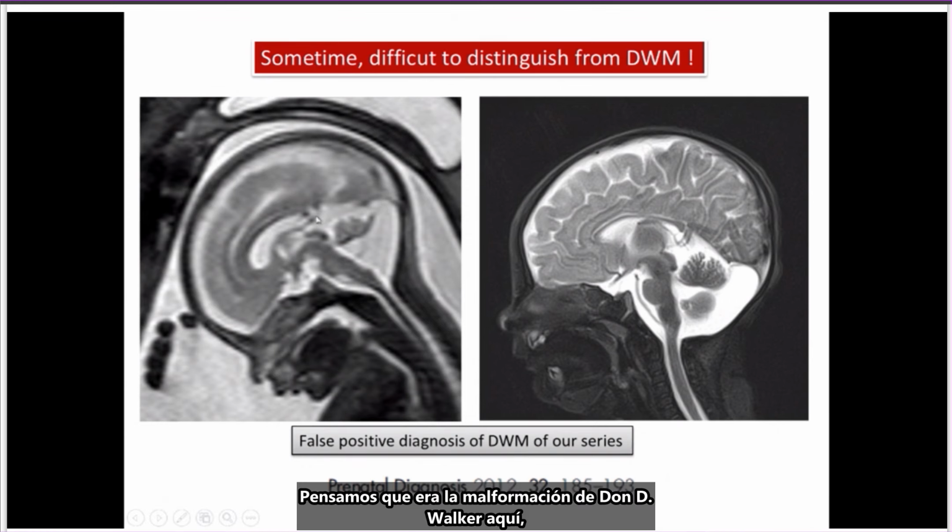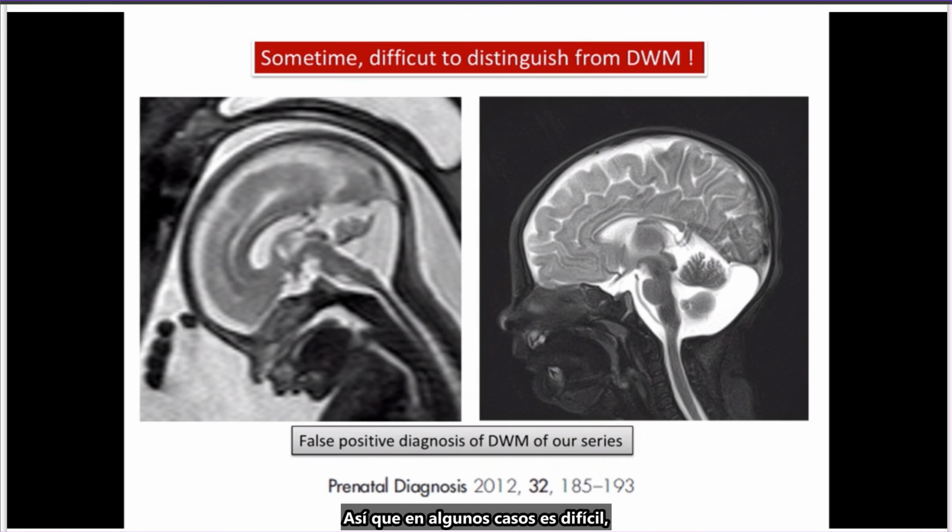We thought that it was a Dandy-Walker malformation here because we thought that the vermis was elevated, and it was elevated, but it was just a focal elevation due to the mass effect of the Blake's pouch cyst. So you may have a focal elevation of the tentorium, but in Dandy-Walker malformation, you have a global ascent of the tentorium. So in some cases, it's difficult, but the prognosis is completely different.